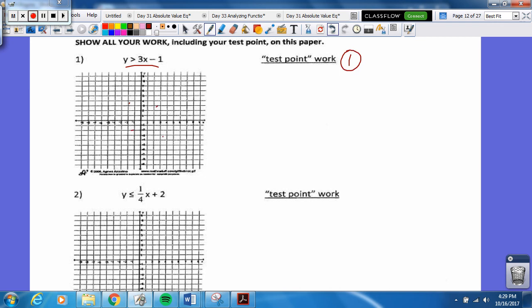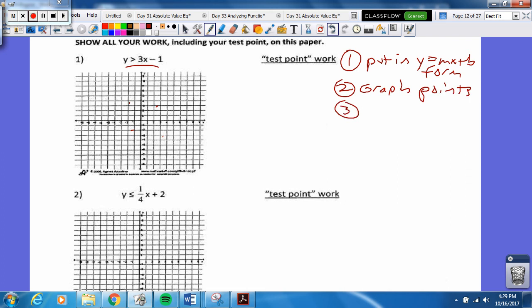First step is put it in y equals mx plus b form. 2, graph points. 3, what are we going to do after that? We're going to do dotted or solid line.